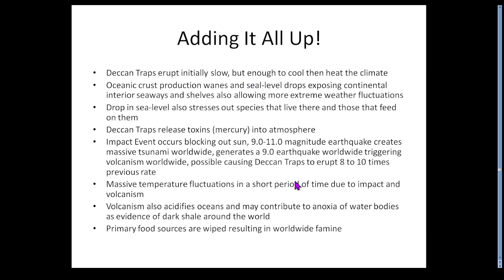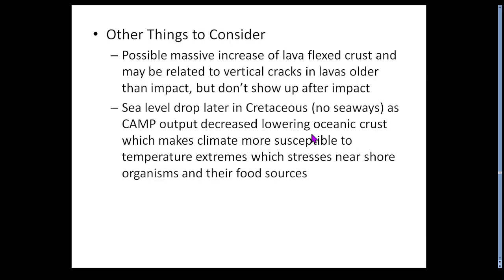Volcanism also acidifies the oceans and may contribute to the anoxia of water bodies, as evidenced by the dark shales found around the world. Dark shale is basically saying you don't have a lot of stuff living there. And then primary food sources are wiped out, resulting in worldwide famine. Other things to consider: possible massive increase of lava in India, flexed crust, and may be related to vertical cracks in lavas older than the impact, but that don't show up after. Sea level drop later in the Cretaceous, no seaways as output decreased, lowering oceanic crust, which makes climate more susceptible to temperature extremes, which stresses nearshore organisms and their food sources.